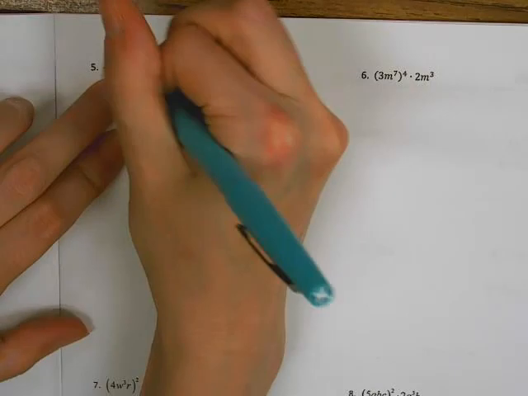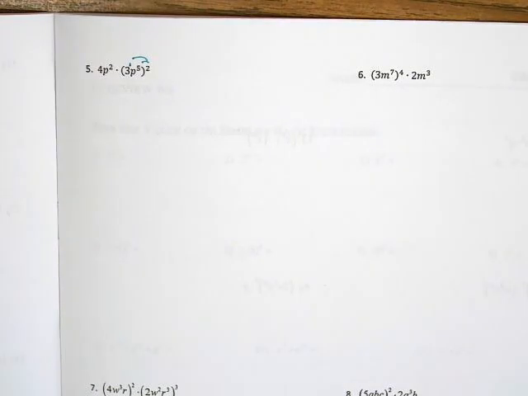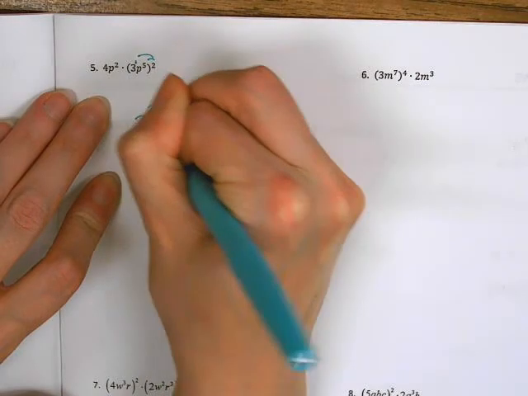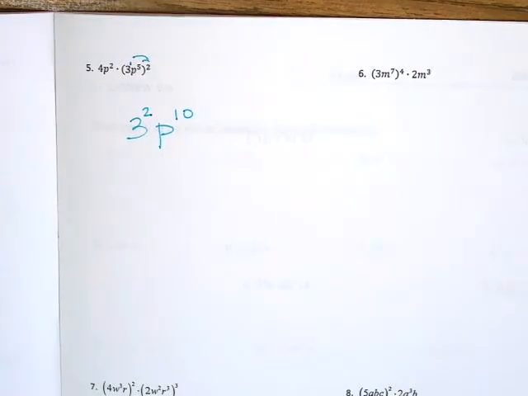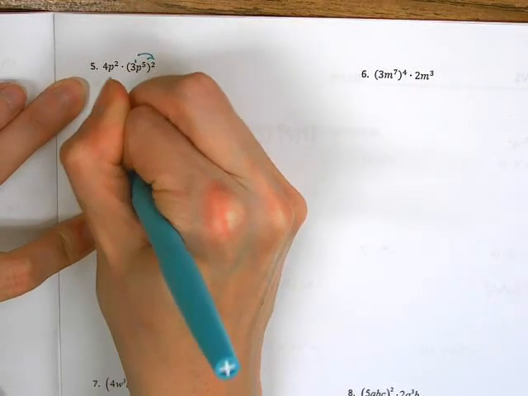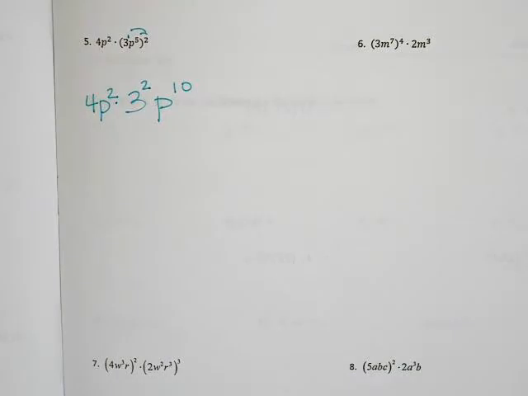Okay, now it's going to get a little bit harder. Okay, so number 5. Parentheses first. Let's do it. Let's give the 3 a 1. And let's distribute. Power to a power, we multiply. So it's going to be 3 to the 2, p to the 10. And then I'm just going to bring this stuff down, 4p squared. Okay, one step at a time.